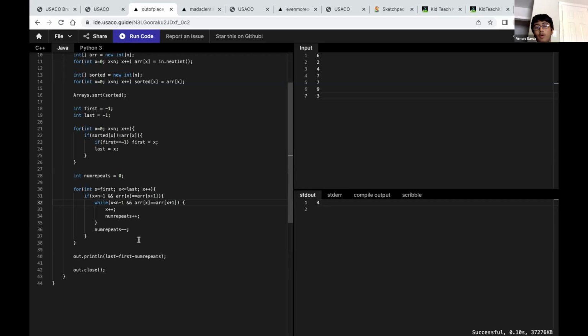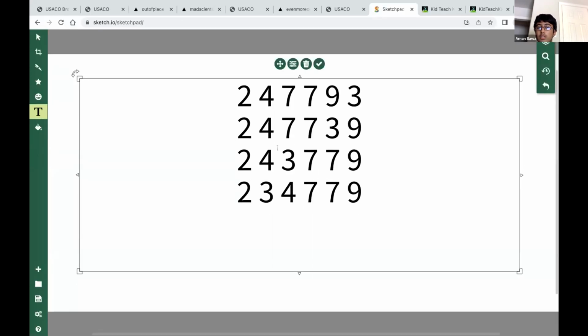So there's a problem, why it's still showing 4. Let's try to figure this out. My first index right here was 4, and my last index right here was 3. So the difference is 4, because that's the difference in the indices. And then the number of repeats I had was the number of repeated elements minus 1. So that should be 1.